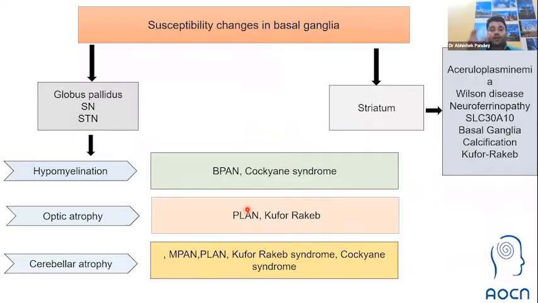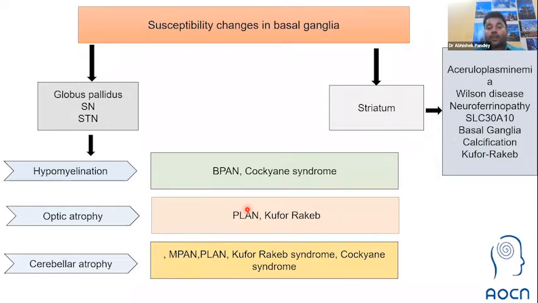In brief, I'll talk about susceptibility changes. Whenever there are susceptibility changes in the basal ganglia structures, with involvement of the globus pallidus, substantia nigra, and the subthalamic nuclei, we have to look for hypomyelination. If there is hypomyelination, our diagnosis will be beta-propeller associated neurodegeneration or Coppen syndrome.